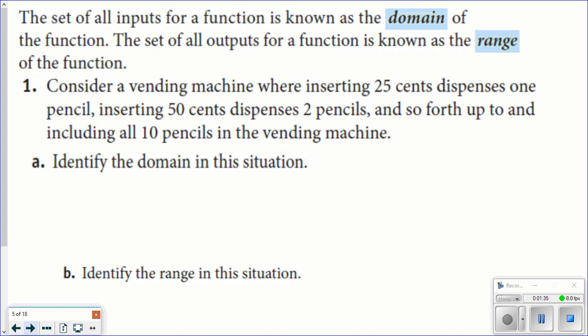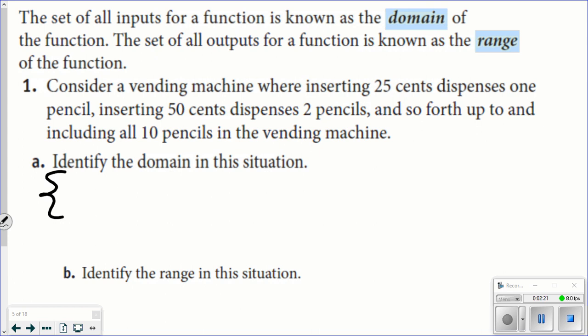So we have another vending machine, but this time, if you insert 25 cents into the machine, it dispenses 1 pencil. If you insert 50 cents, it dispenses 2 pencils, and so forth, up to and including all 10 pencils in the vending machine. So maybe our school should get one of these. So what we're going to do is identify the domain and the range, and I'm going to help you with this a little bit, but then I want you to pause the video and finish it on your own. Okay? When we write domain and range, we use the fancy brackets because that means a set.